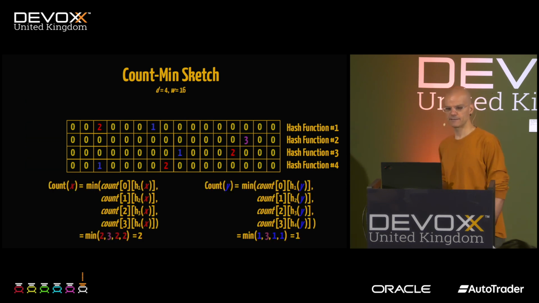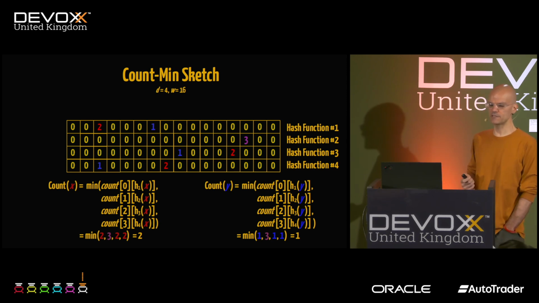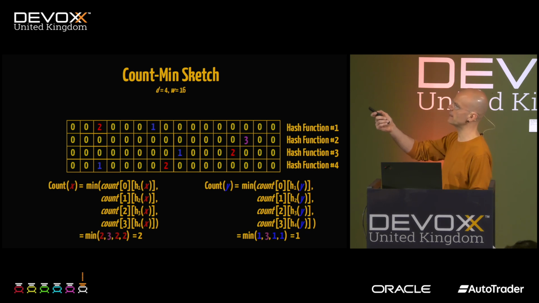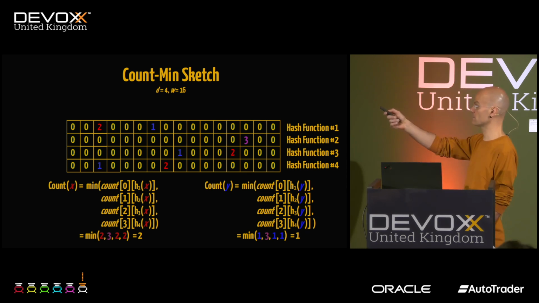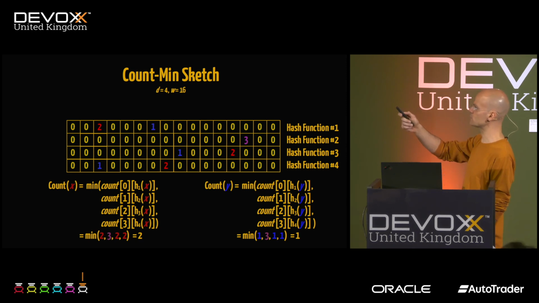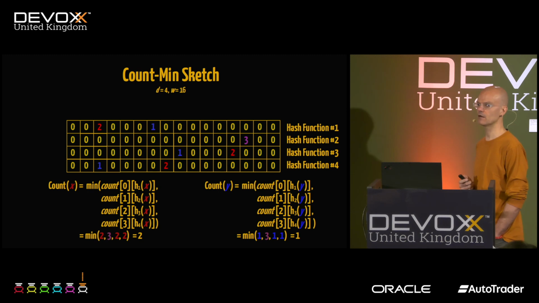So how do we get the count? Frequency is for counting how many times we've seen the elements. So the count of x is just the minimum of all the values that we incremented for x. In this case, it's the third element for the first row, the 14th element for the second row, and so on. We get all these values, which for x are 2, 3, 2, and 2, and the minimum of them is 2. So this is the number of times we've seen x in our stream of data.